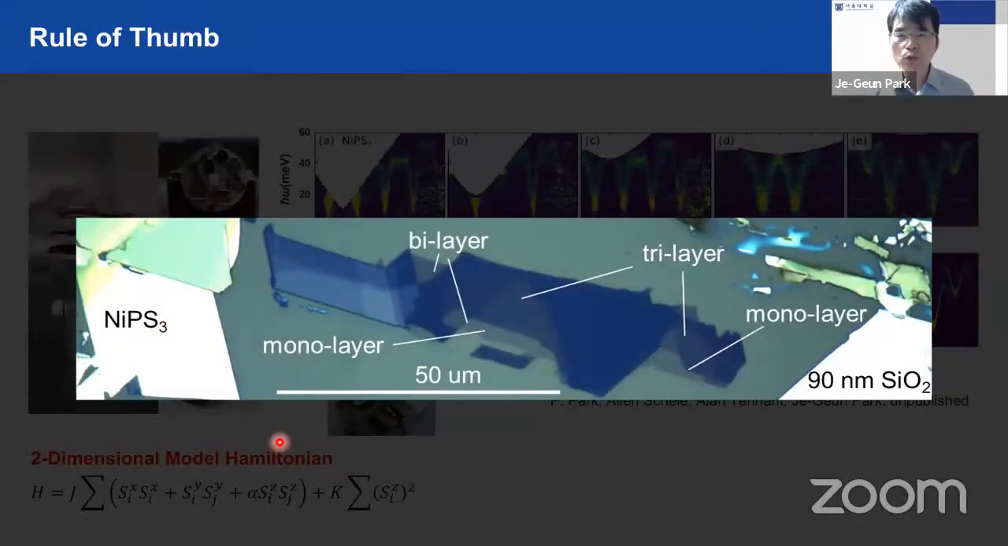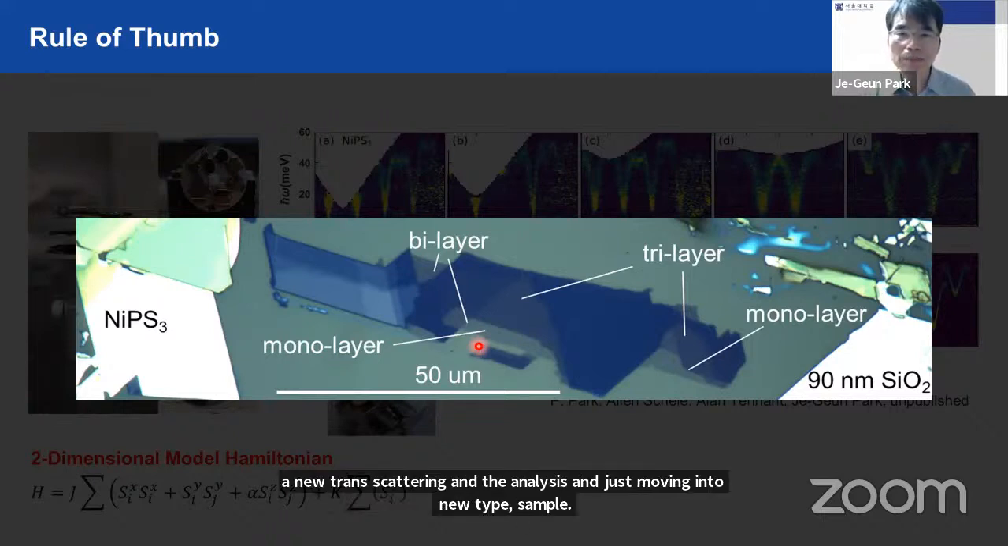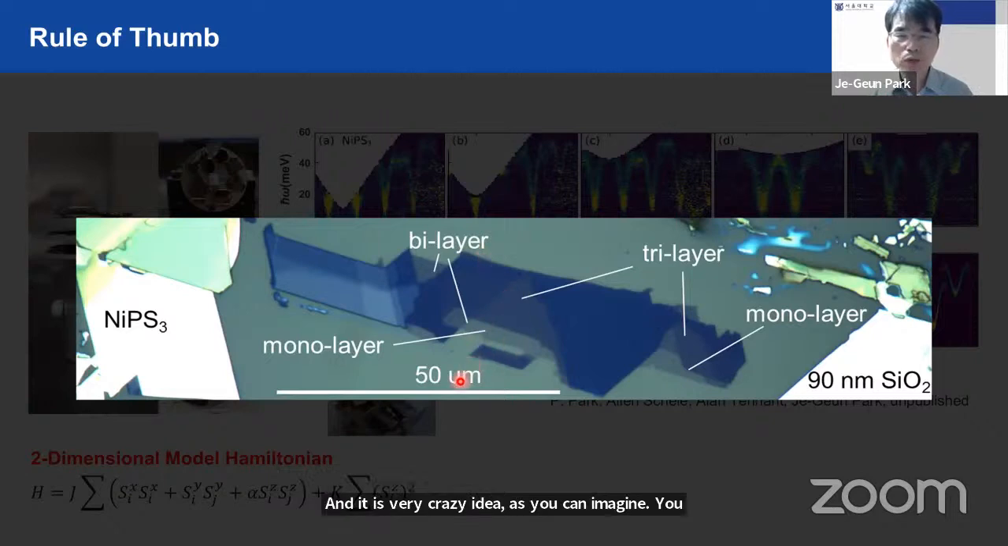And so one day I decided to move away from that comfort zone of working on very, very thick samples to work on very, very thin samples. Thin means monolayer or bilayer, but also very, very small. And you may wonder why I suddenly decided to get rid of all the know-how and technique I had learned since the 90s doing neutron scattering and analysis, and just move to a new type of sample. It is a very crazy idea, as you can imagine. Basically, you will never be able to do neutron scattering on this tiny sample. Even X-ray is almost impossible yet. But there was some reason for my decision.